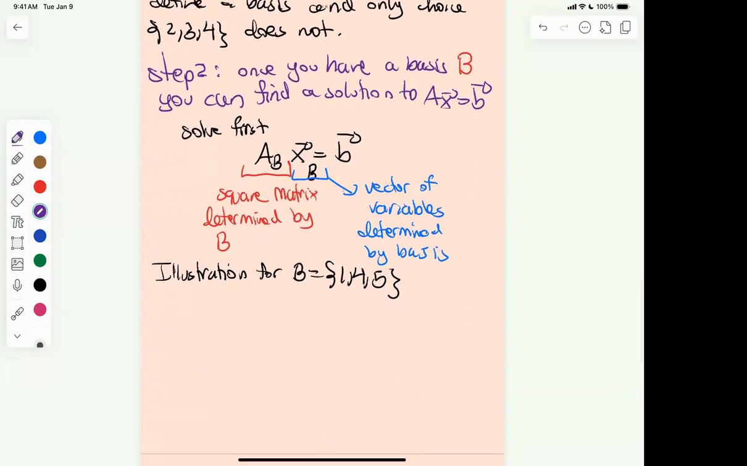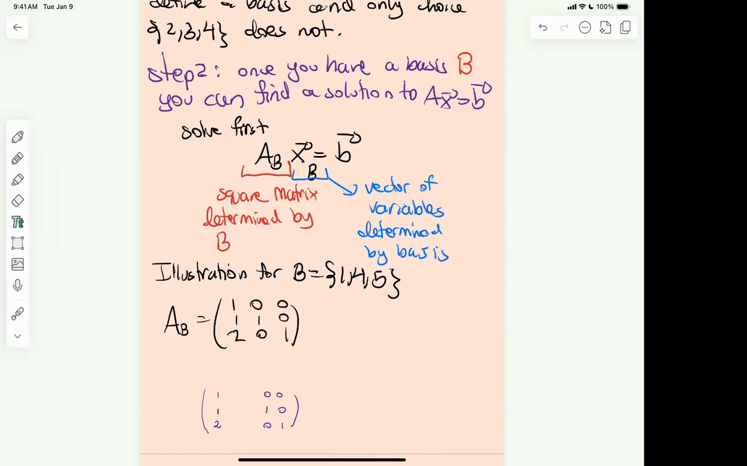Oops, I shouldn't have erased it so far. If the basis is determined by 1, 4, and 5, then the corresponding matrix is what I would call A sub B. It's just this one that you see here: 1, 1, 1, 2, 0, 1, 0, 0, 0, 1.